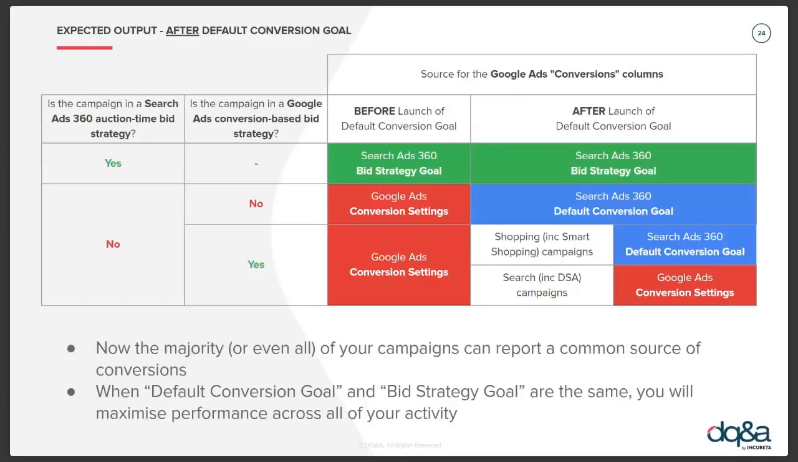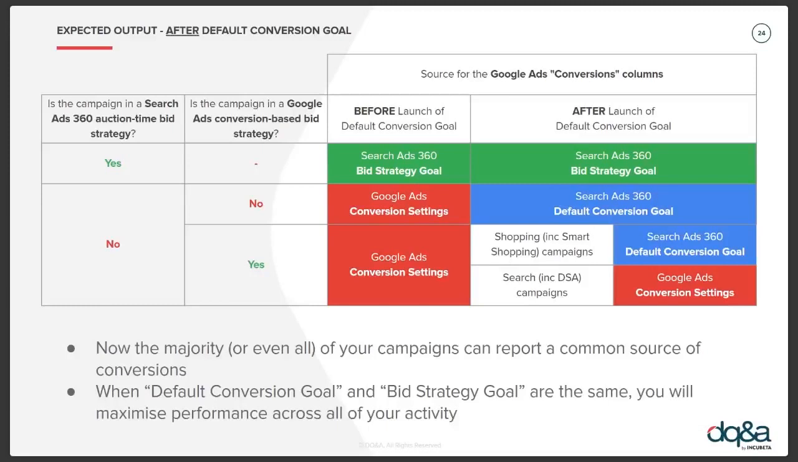This is then when we're looking at a campaign that doesn't have an SA360 auction time bidding strategy applied. This is where we start to see the differences. So if that criteria is met, plus it doesn't have a Google Ads bid strategy applied, previously we would have just seen your standard Google Ads conversions, but now we will see that default conversion goal start to pull in place of the Google Ads conversions.